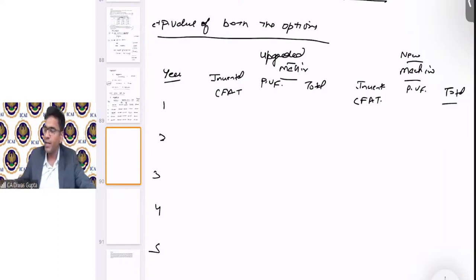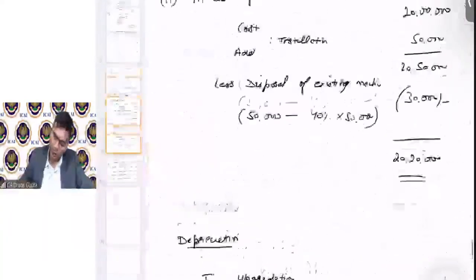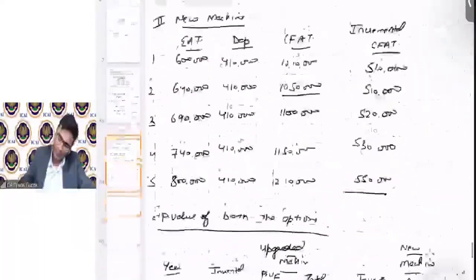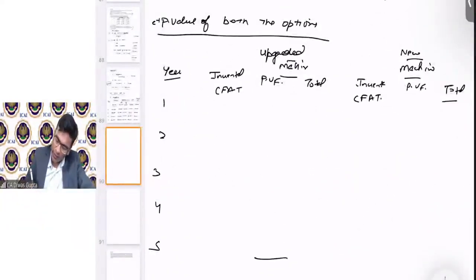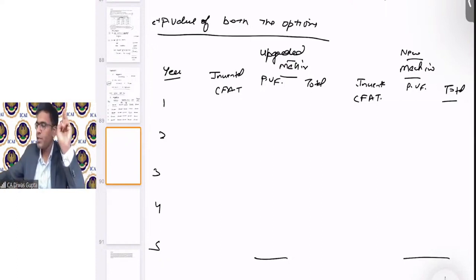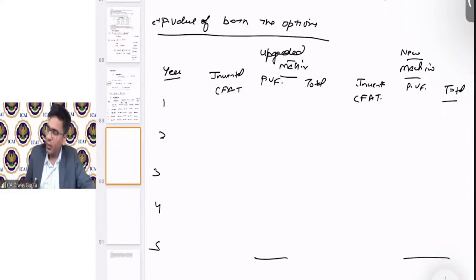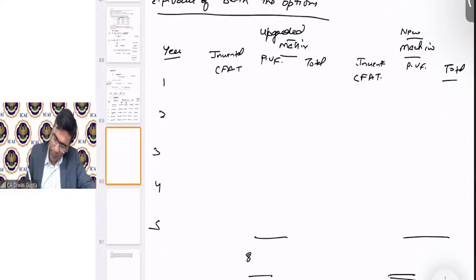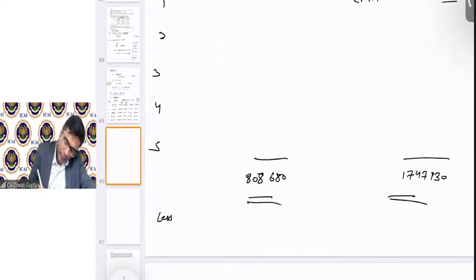Present value factor will be at what percentage? Whatever is the cost of capital in the question. That is around, I think, 15%, right? So I'm not putting the numbers, I'm just putting the totals here, right? Incremental cash flows we have calculated in both the options, upgraded machine and this one. So this one comes out as 8,08,680, and the new machine total comes out as 17 lakh 47,930 less present value of cash outflow.